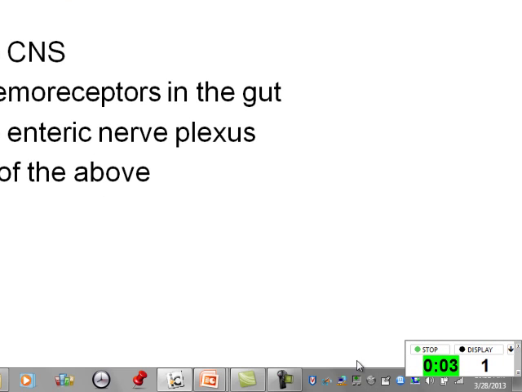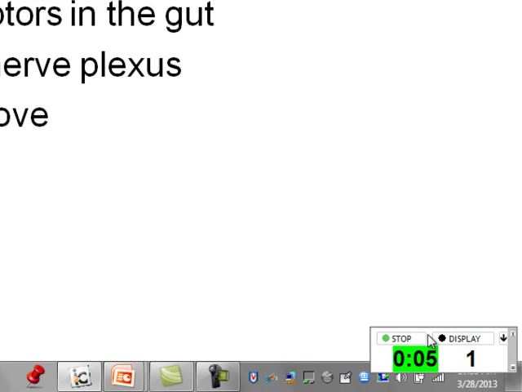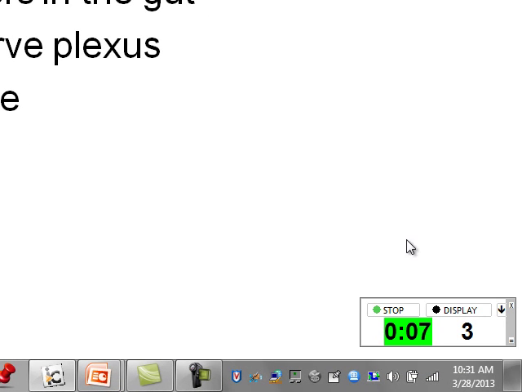Stimuli that regulate gastrointestinal tract activities are generated by who?